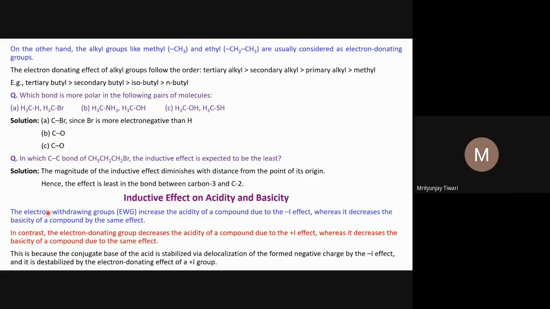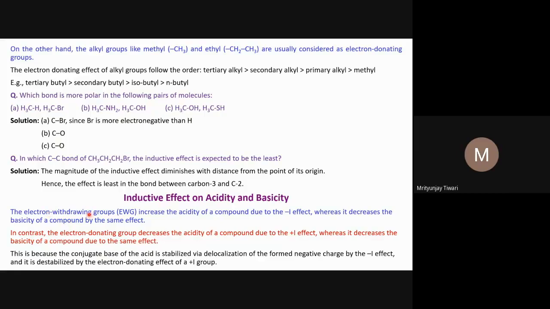If an electron withdrawing group is attached to a carbon center or any acid, its acidity will increase, because the electron withdrawing group increases the polarity of the H-X bond, the bond from where the proton has to be liberated. That H-X bond becomes more polar because of the minus I effect of the electron withdrawing substituent. Whereas it decreases the basicity of the compound by the same effect: since it decreases the electron density on the atom it is attached to, it will decrease the basicity as well.